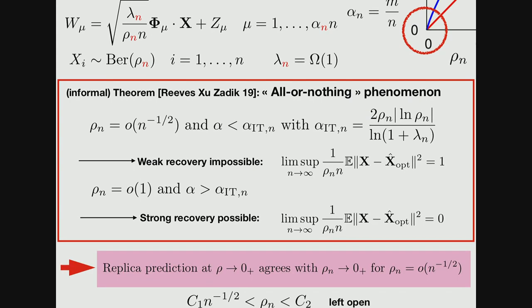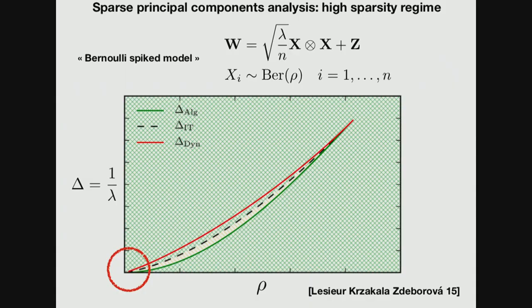So this means that the conjecture that you get from the replica prediction, by plotting what happens when rho goes to zero, actually agrees with this picture, which is rigorous, at least in the regime where rho is lower than 1 over square root of n. This part is left open, interestingly. But anyway, overall, this validates the replica picture even in this regime where a priori the replica predictions are not correct, or at least are not derived for.